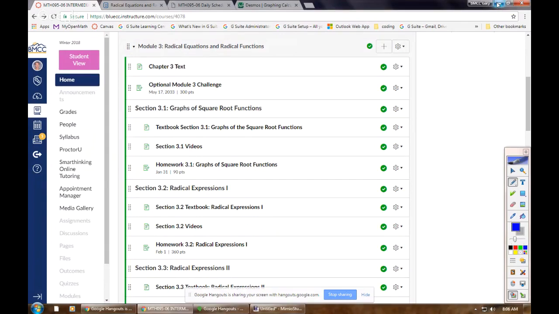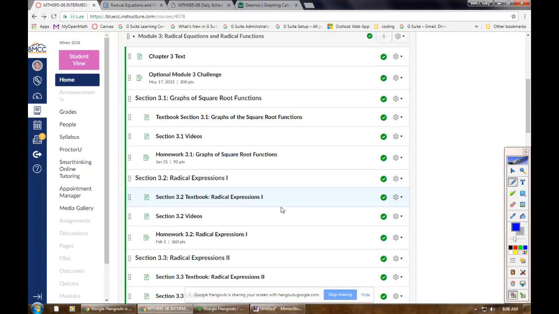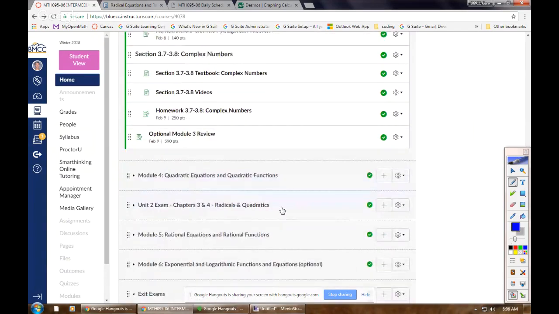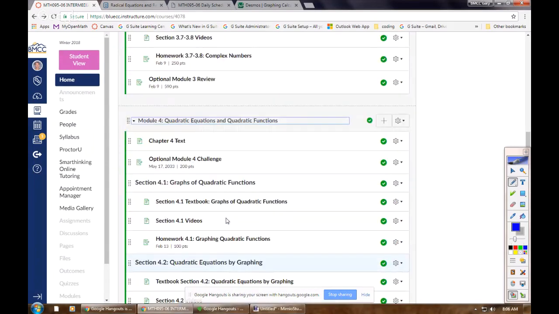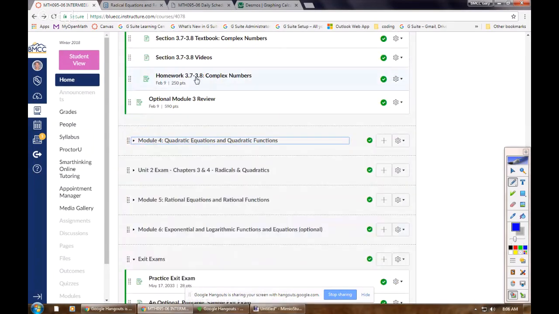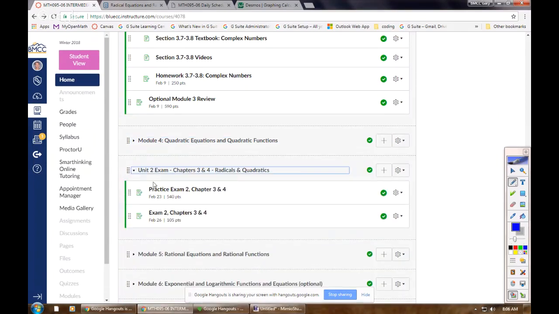Chapter 3 is all about radical expressions, equations, and functions. It's really important: radicals are square roots, and they're used in working with a lot of other functions too. So all the stuff we do in Chapter 3 is going to be super important when we move on to Chapter 4. That's stuff about quadratics, and I'll mention that in just a moment. Chapter 3 and Chapter 4 are going to be combined together into your Unit 2 exam. This one's a wee bit harder than the first exam, so you want to definitely start on that practice exam early once you're into Chapter 4.